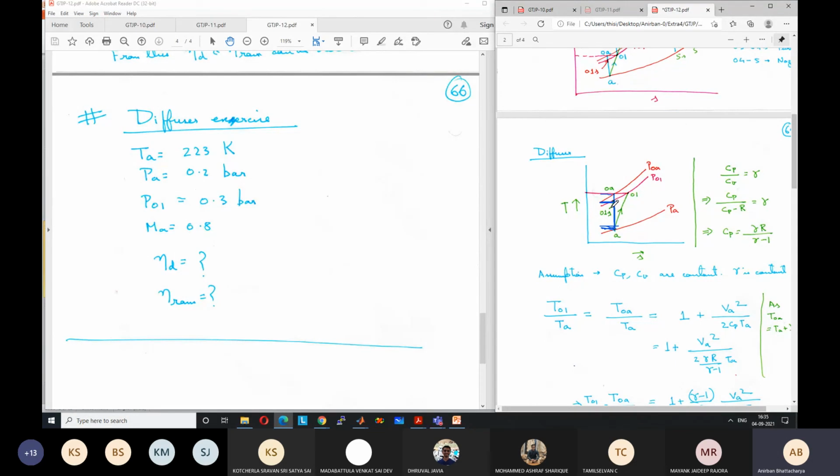It is somewhat different as compared to the compressor. So if you try to do this exercise, then you will understand this better. You will get to know if there is any confusion, and you can clarify the doubt in the next class.